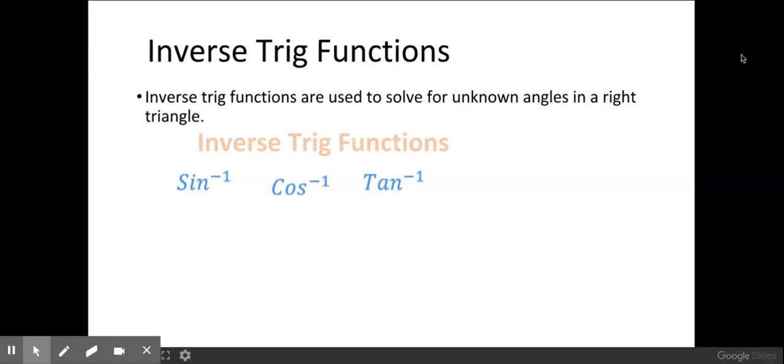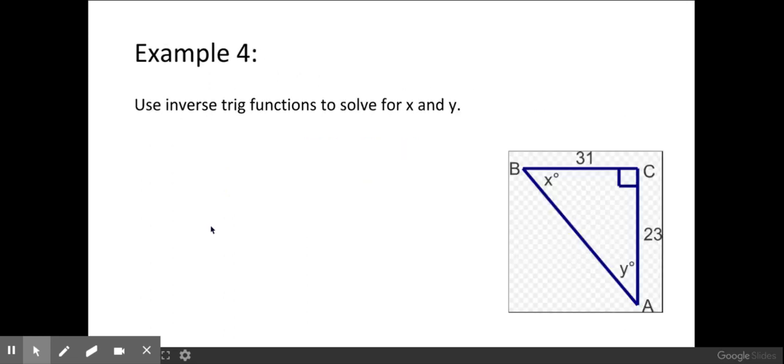So this is a continuation of section 4.3. In this video, we are going to be talking about inverse trig functions. Inverse trig functions are what we use to solve for unknown angles in a right triangle. So the inverse trig functions are sine to the -1 or sine inverse, cosine inverse, and tangent inverse. And so we use these when we don't know the angle and we have two of the sides.